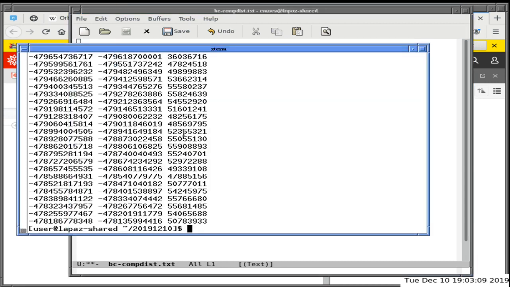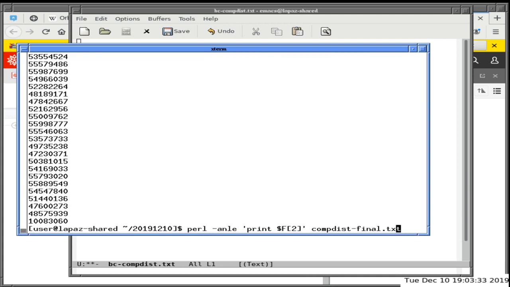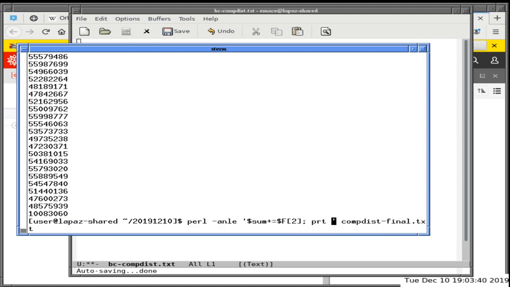We can figure out how much time, and I kind of regret rounding off these seconds, but honestly, I don't think it's going to matter. We can add up the total amount of time that Mars is further away, because we can add up these basically. We know that's the third field, which Perl calls the second field. We can add that up. Sum plus equals dollar sign, and then print the sum. And of course, we only really care about the last one.